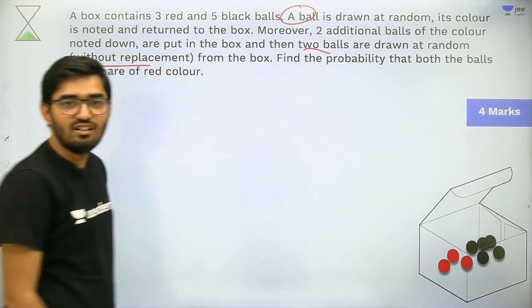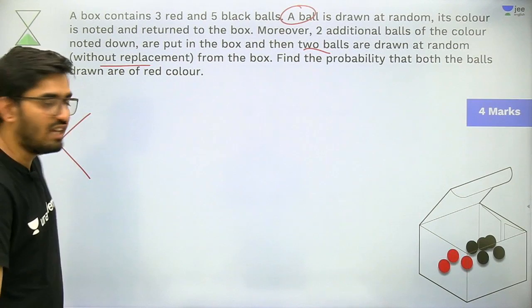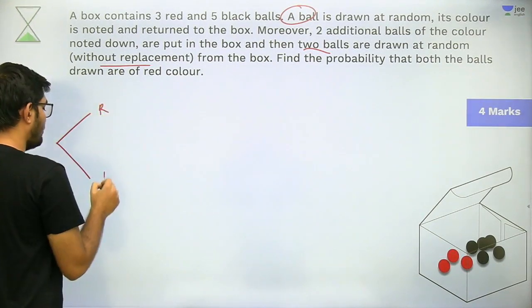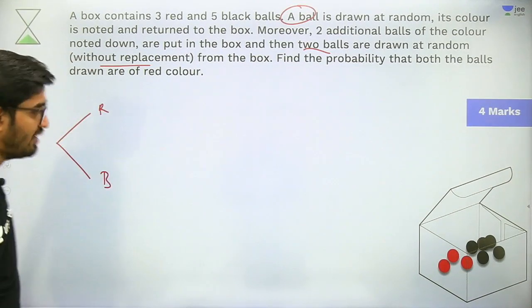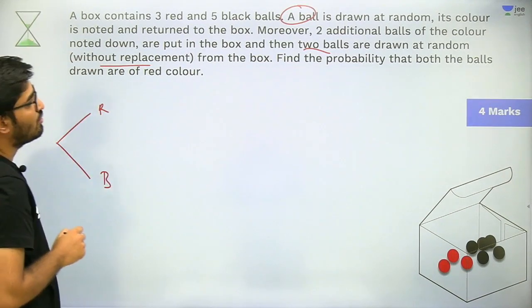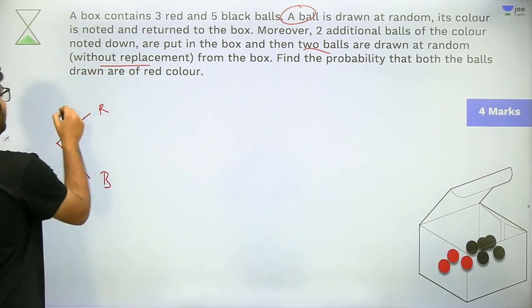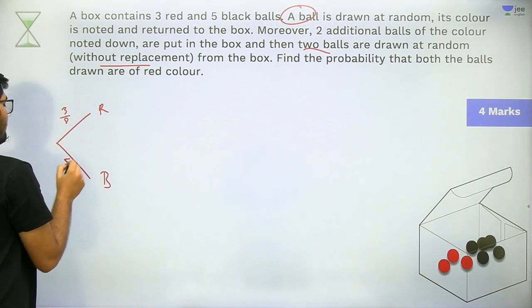A ball is drawn at random. So one ball is drawn. That can be of red color also, that can be of black color also. Two cases are there. So when you are drawing the tree diagram, red and black. What is the probability of getting red? Red will be 3 by 8 and black will be 5 by 8.